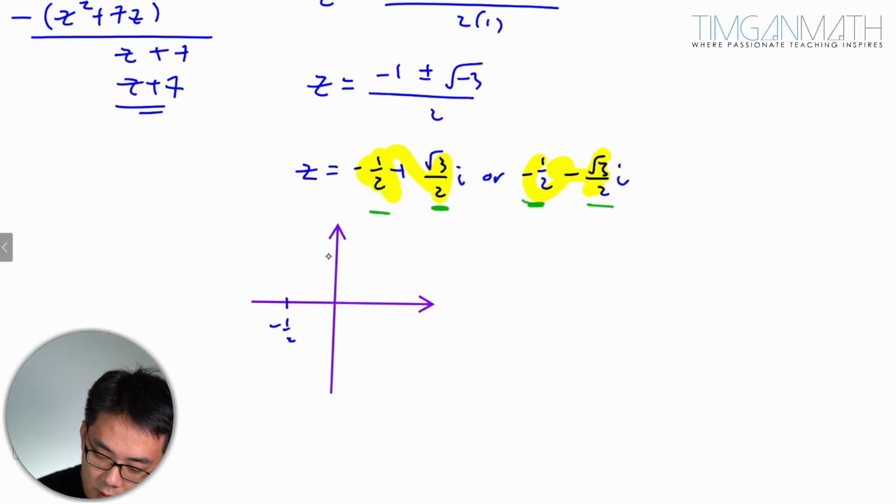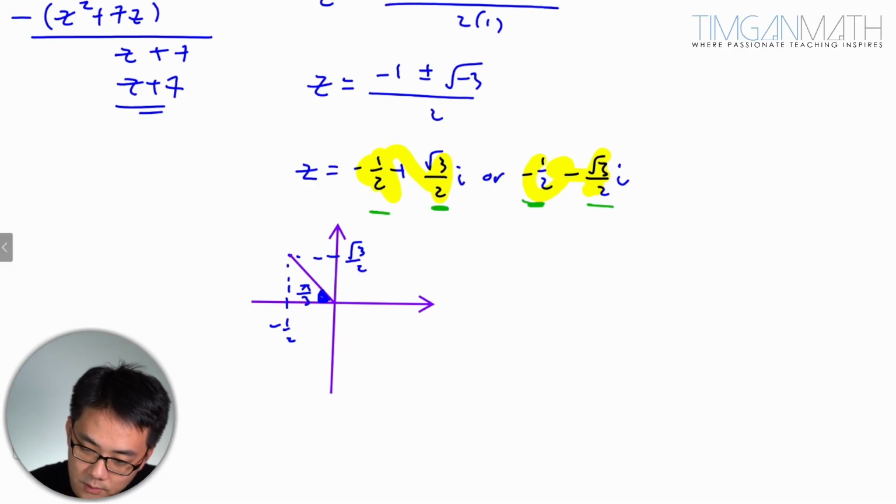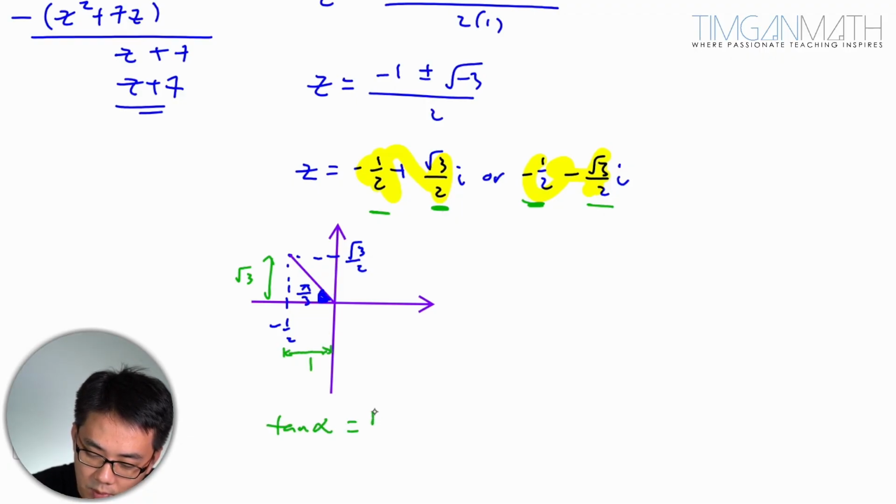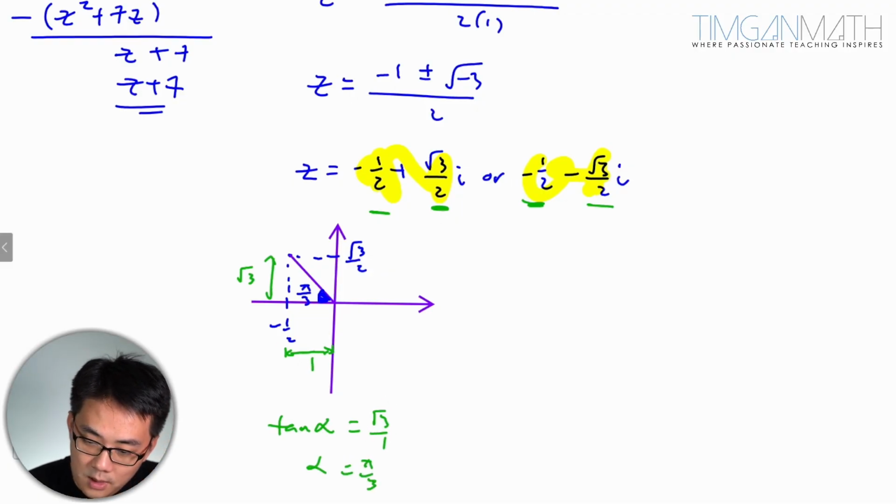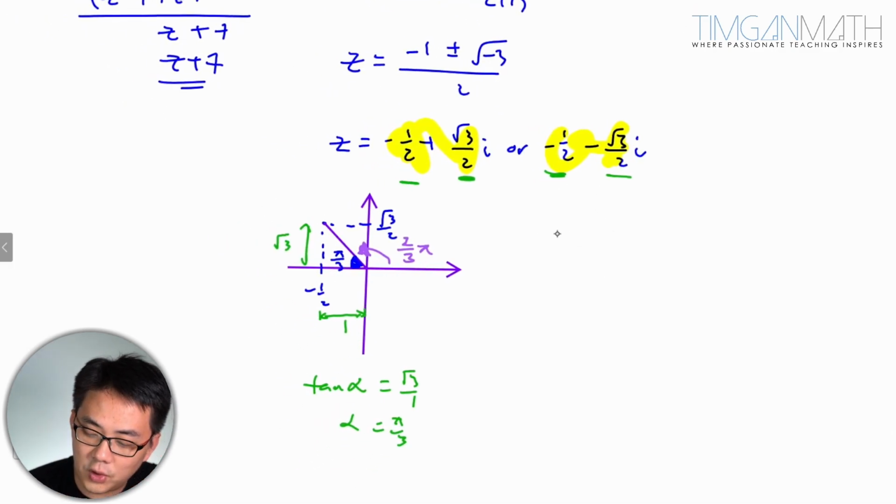Then this is root 3 over 2. Here, this is root 3. This reference angle here is pi over 3, because this length here is root 3 and this is 1. So tangent will be root 3 over 1, so the reference angle is pi over 3. Always take the positive reference angle. You are looking at 2/3 pi.